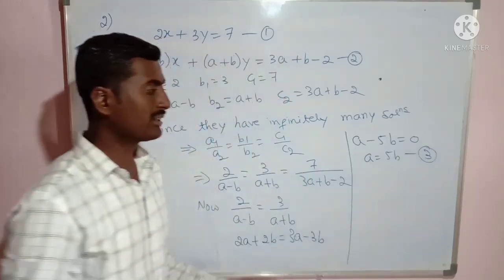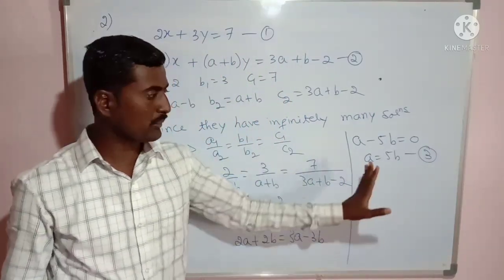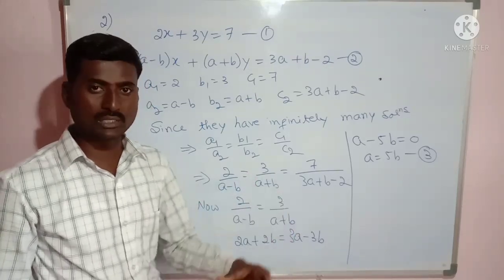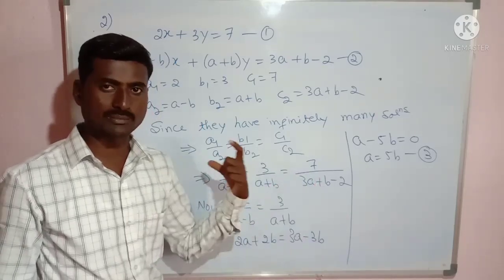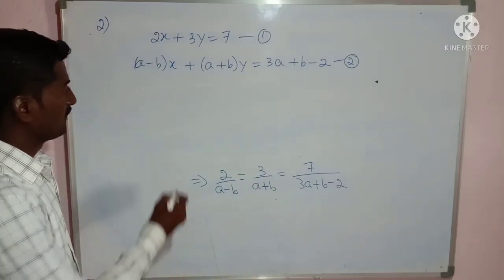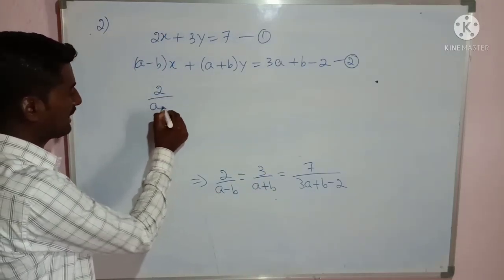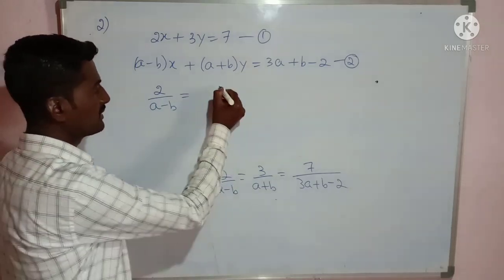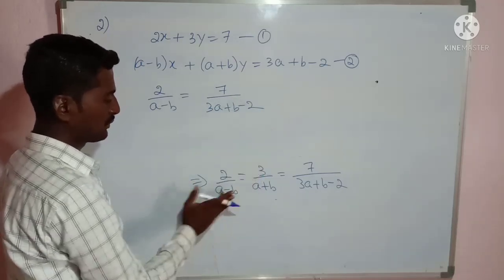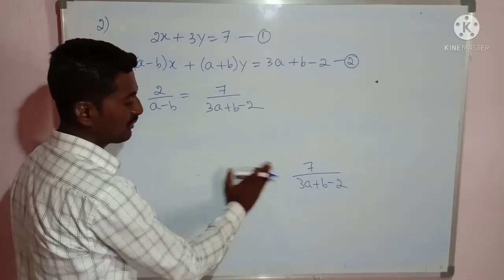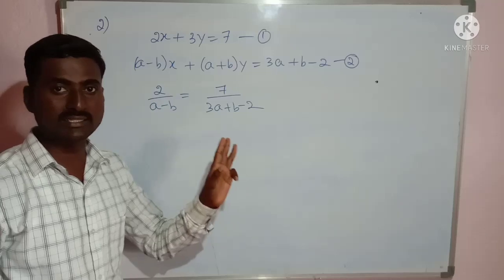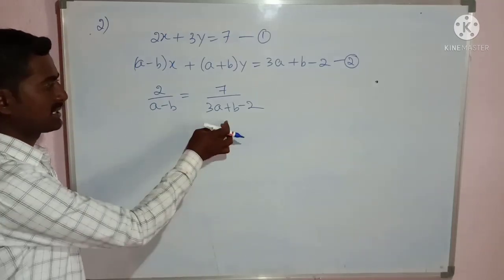Okay. One condition we got, that is a relationship between a and b, by taking the first two terms. Now I have to take another two terms, either first and last or last two terms. We will take the first and last term. First term is 2 divided by a minus b is equal to 7 divided by 3a plus b minus 2. Okay. Now already we got equation number 3, a equal to 5b, one relation. Now let us simplify this.